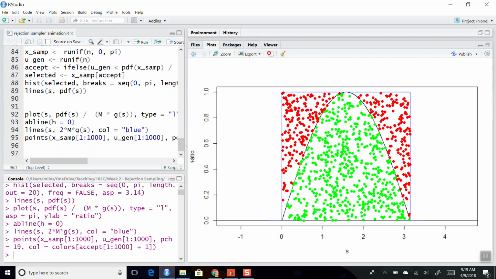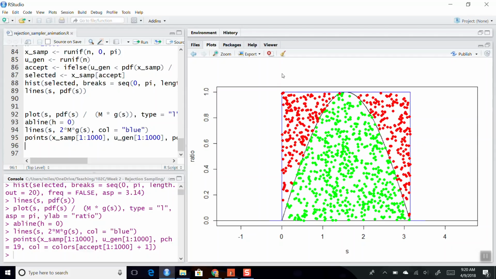Yes, question? So how come the max value is 1 instead of 1/2? Oh, here I'm plotting it against the ratio, PDF of S divided by M times G of S. So basically this ends up being 1/2, so it ends up being the PDF times 2. So here I'm plotting against the ratio. Is that all right? I did the ratio to illustrate that you're generating a value between 0 and 1. But I could have left it at 1/2, and then you're generating a value between 0 and 1, but then you're multiplying it times M times G.